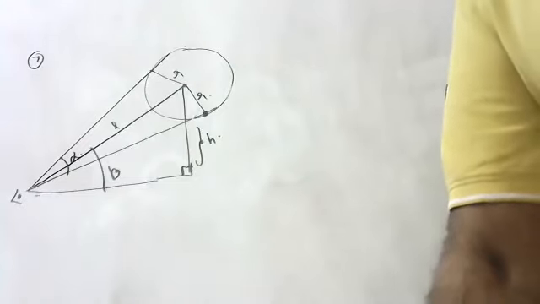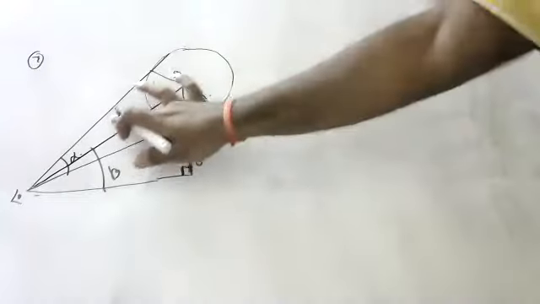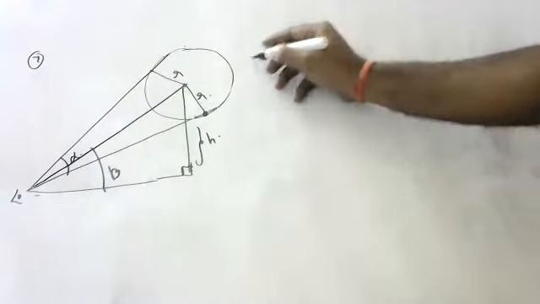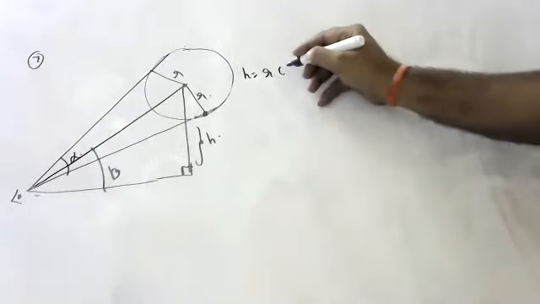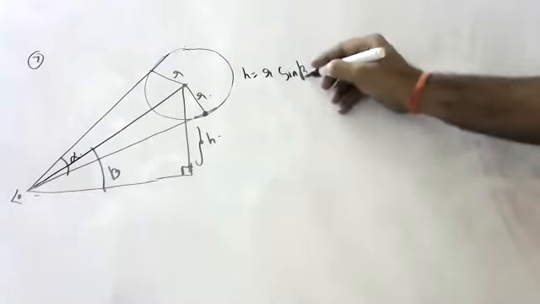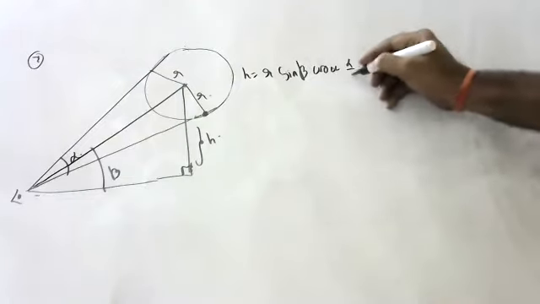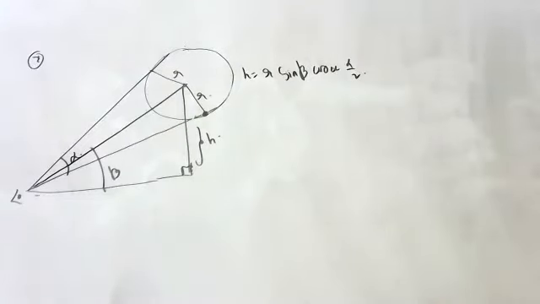Okay, that's what L they did not give. We have to prove that the height is equal to r sine beta cosecant alpha by 2. R sine beta cosecant alpha by 2.